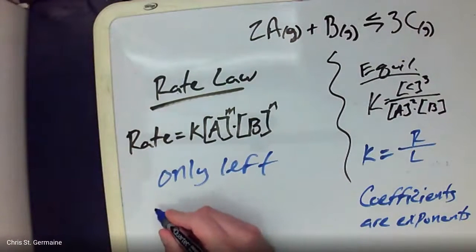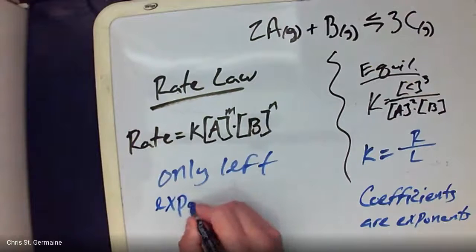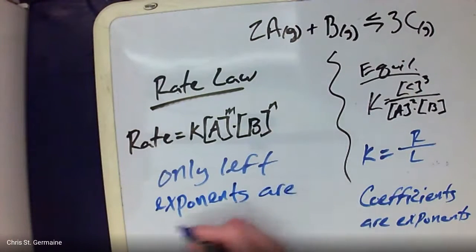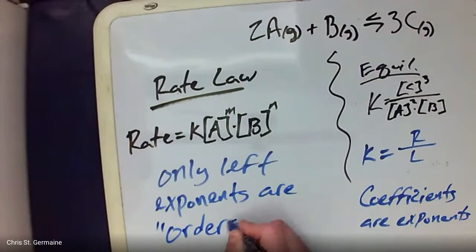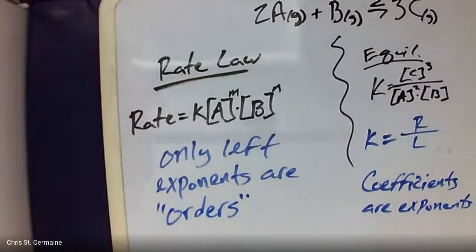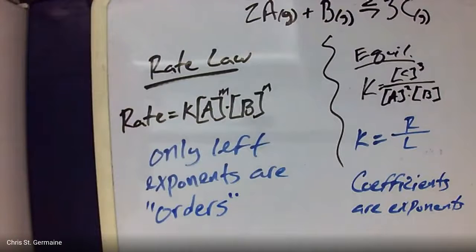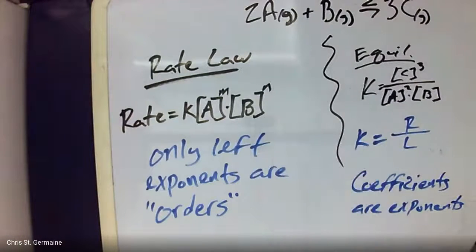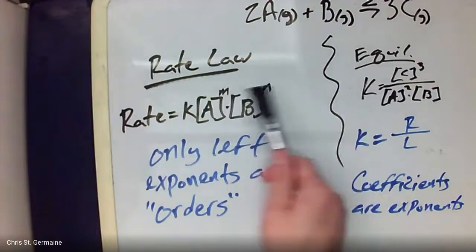And the exponents are called, I'm going to put it in quotes here, orders. They're called orders. And orders have to be found experimentally. You cannot look at this and know what these exponents are going to be just by looking at it. You have to have experimental data to determine these M and N.